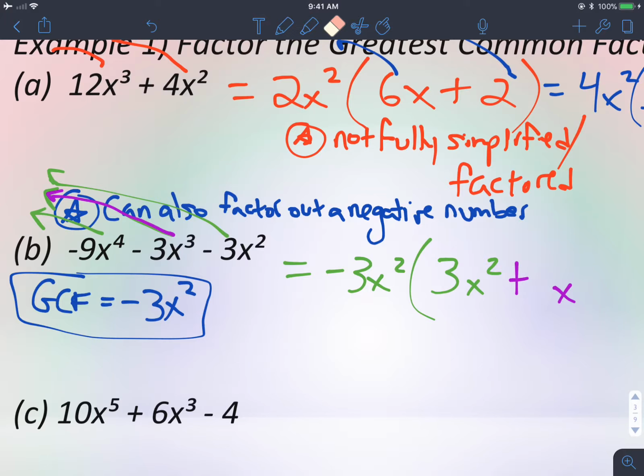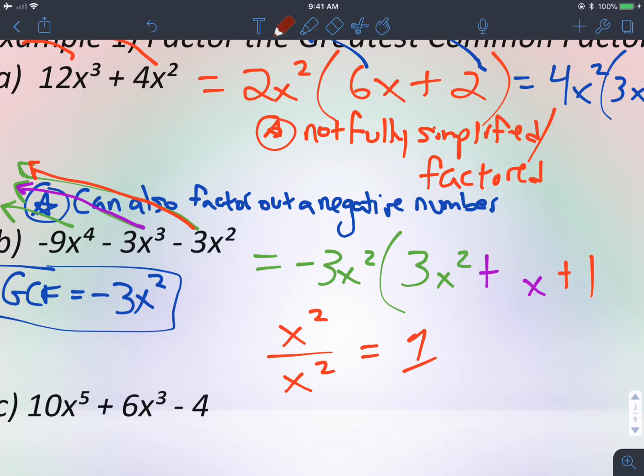Now factor out the negative 3x squared from the last term. Well, negative 3 over negative 3 is positive 1 again. And then I have x squared divided by x squared. That just becomes 1. So that turns out to be my answer right there.